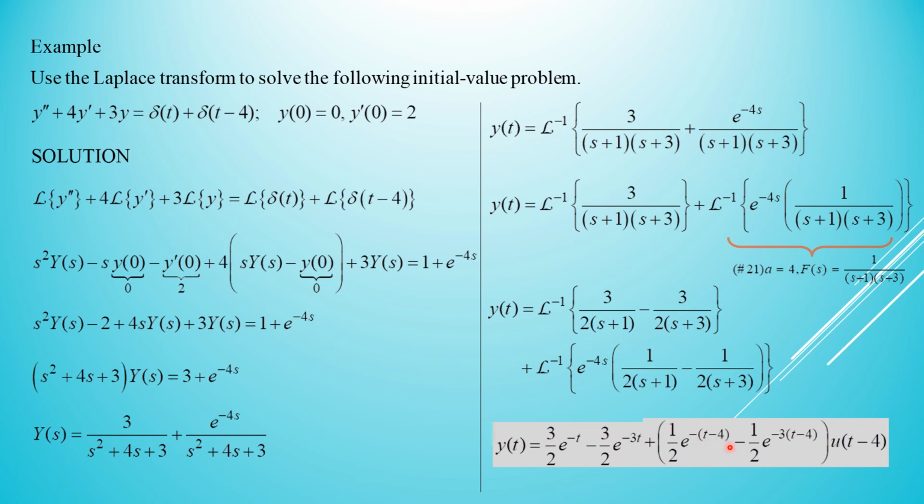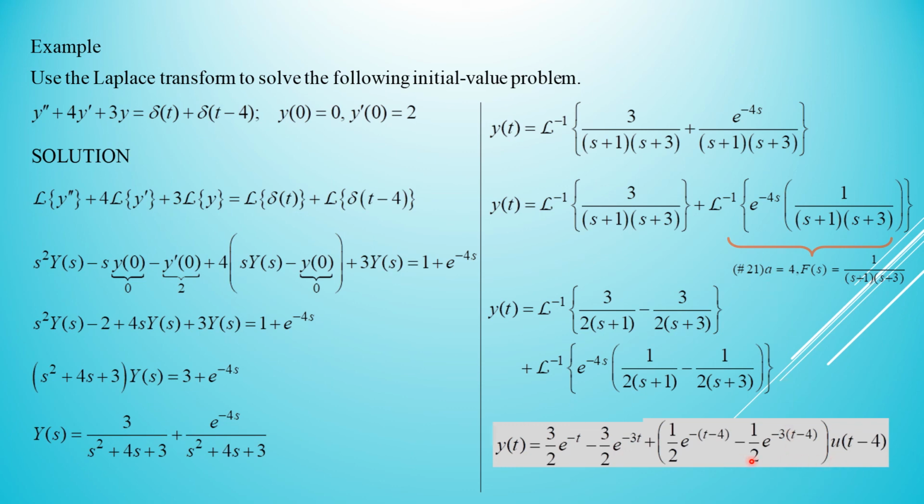And for the second part, minus half, the inverse of 1 over (s plus 3) is e to the power of negative 3t, and that t needs to be replaced by t minus 4 because this function is multiplied by e to the negative 4s, and this is not complete unless you multiply all of this by u(t minus 4). Okay, so if you have forgotten how to get all this, please refer to section 6.4. We have discussed in detail how to apply formula number 21 in order to get this result.